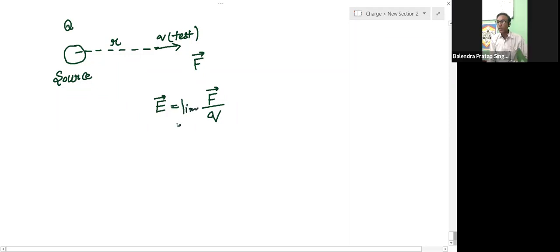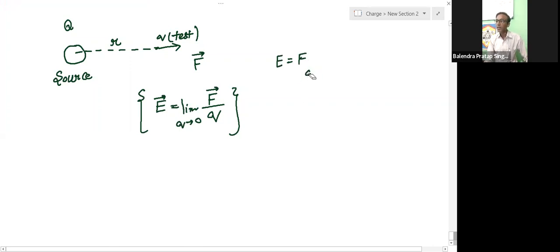Limit q tends to 0 means the test charge should be very small, so that your source charge will be fixed. And one more thing, the electric field of this small test charge shouldn't affect the electric field of the source charge, because you are measuring the electric field of this source charge. Okay, so this is the formula of electric field, which is F upon Q. For numerical purposes, we will consider the formula E is equal to F upon Q.